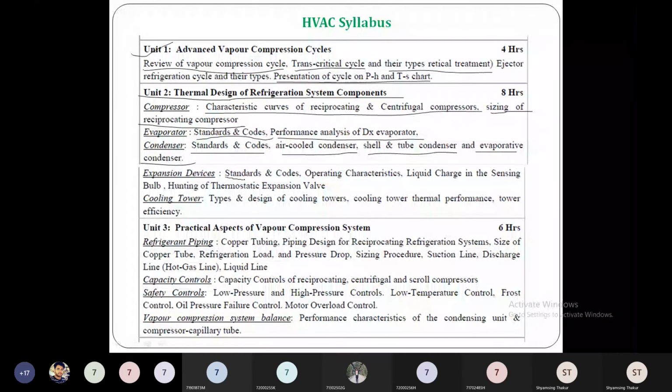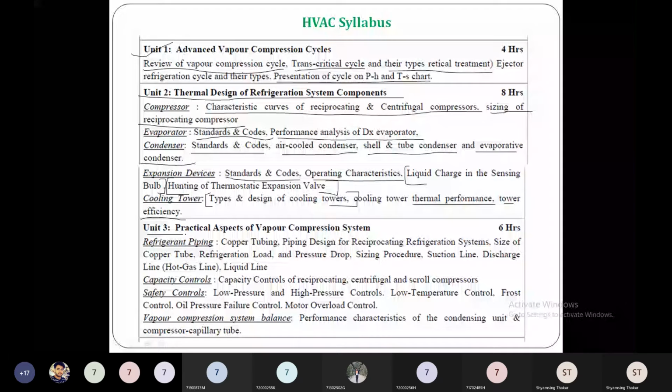In expansion devices, we are going to see standards and codes, operating characteristics, again liquid charge in sensing bulb. This is a most important phenomenon, and hunting of the thermostatic expansion valve. This particularly you are going to see. Then next comes the cooling tower. You will see types and designs of cooling tower, their thermal performances and tower efficiency. There is a term work practical associated with this, where we are going to see these things practically.